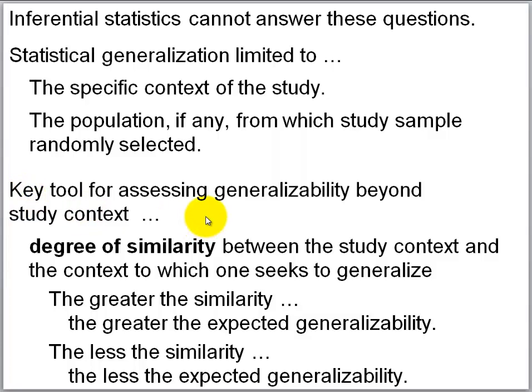And when you assess generalizability to a setting beyond the study context, perhaps the key tool in deciding whether generalizability is high or low to a new setting is degree of similarity between the study context and the context to which one seeks to generalize. The greater that similarity, the greater the expected generalizability. The less the similarity, the less the expected generalizability.